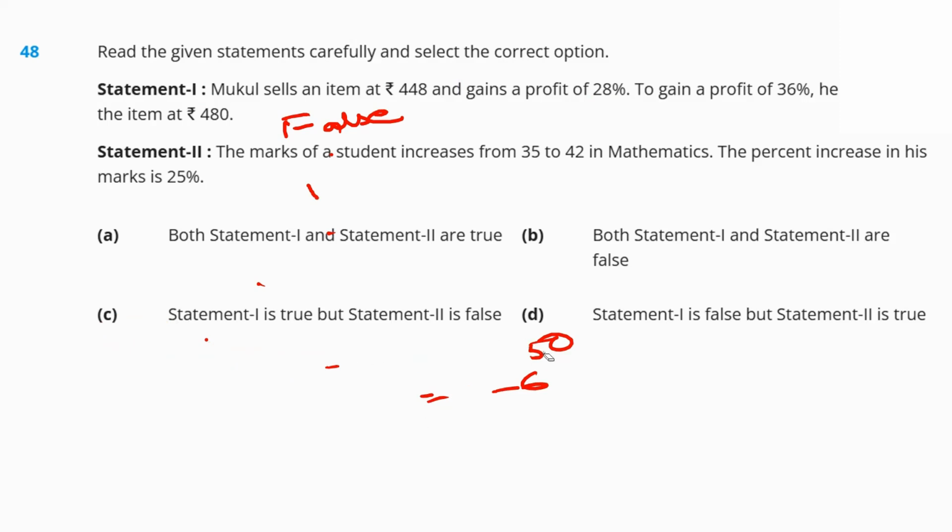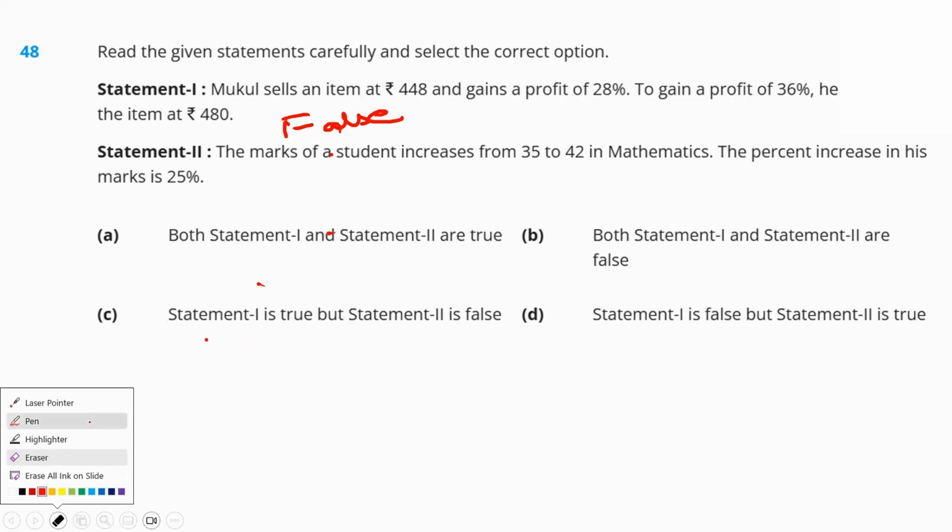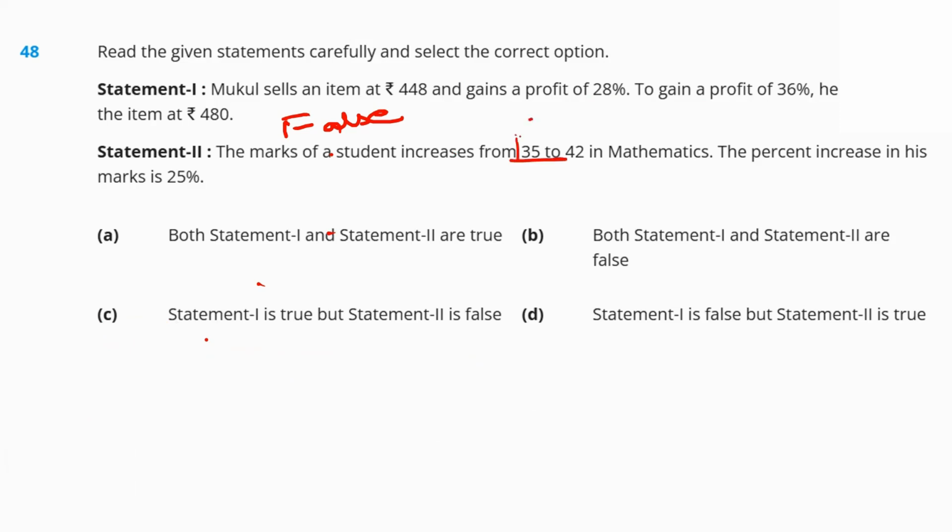The marks of a student increases from 35 to 42. What's the change then? 35 to 42 is 7. The change is of 7 marks. What's the percentage increase? 7 marks has increased from 35. So 7 upon 35 by 100. 7 5s are 35. 5 divided by 100, it's 20%. The marks is increasing by 20%, not 25%. Hence, both the statements are incorrect. Option B is the correct answer.